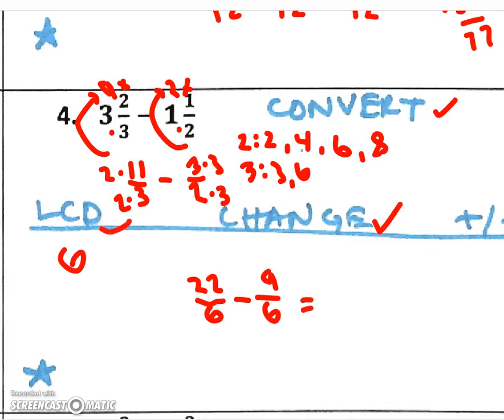Easiest part, add or subtract. It looks like I'm subtracting this time. Well, I know I keep my denominator the same. 22 minus 9. Just going to do over the side. I know I can't subtract 9 from 2, so I'm going to borrow. That turns into a, let's see if I got enough room here, 12. 12 minus 9 is 3. 13. Our answer is 13 over 6.